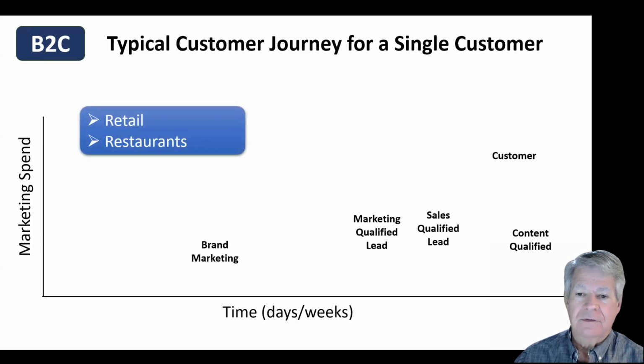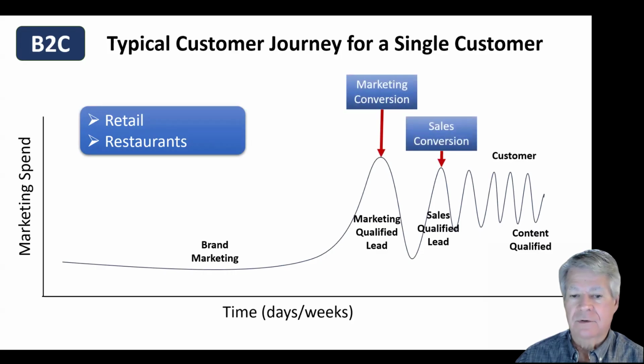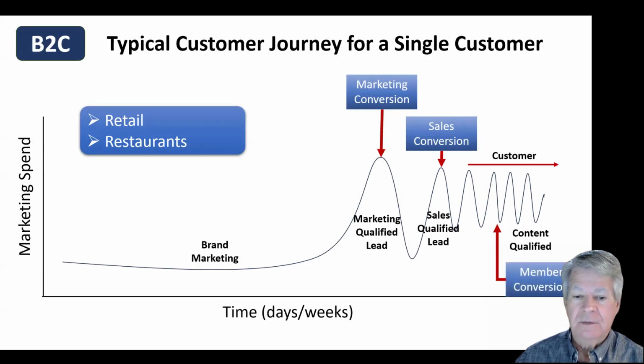For retail restaurants, brand marketing may slowly build awareness over time, then quickly move through a marketing qualified conversion and a sales conversion to become a regular customer. There's no deal conversion in these business models, as there's no contract or agreement that needs to be signed by the customer. Customers are more likely to become members and subscribe to content after they convert to a customer.